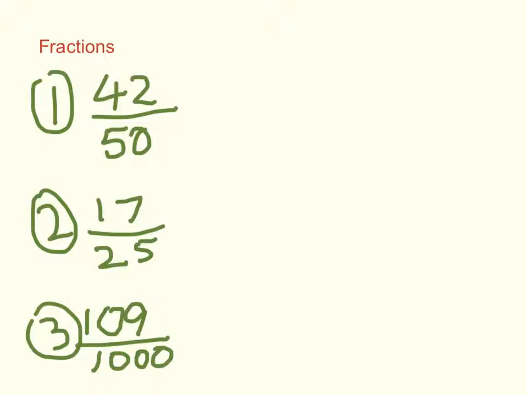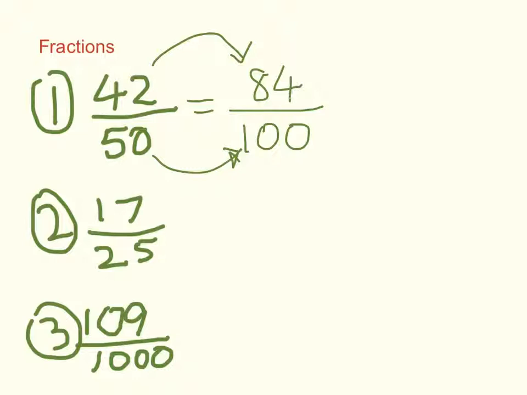So here are 3 examples. We've got 42 out of 50. Right, so this is another one where really you'd be crazy to do this on your calculator. Because if we want to say 42 out of 50 is something out of 100, 50 times 2 is 100, so if we do the same thing to the 42 we get 84 out of 100, which is 84%.